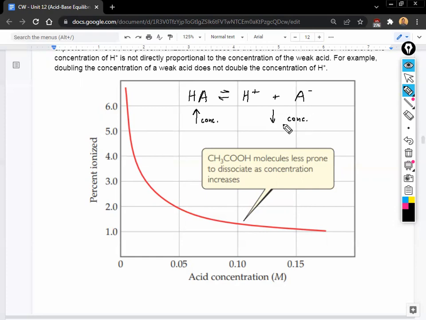Okay, and that's because it wants to maintain that balance with one another. It's going to have the opposite effect. And so what's going to happen is, remember the percent ionization? The amount of this right here that's going to break down is going to go down.